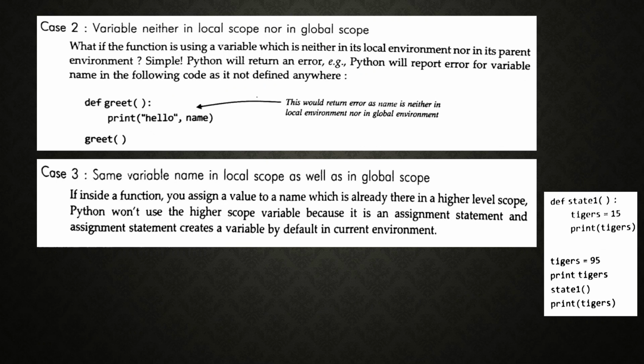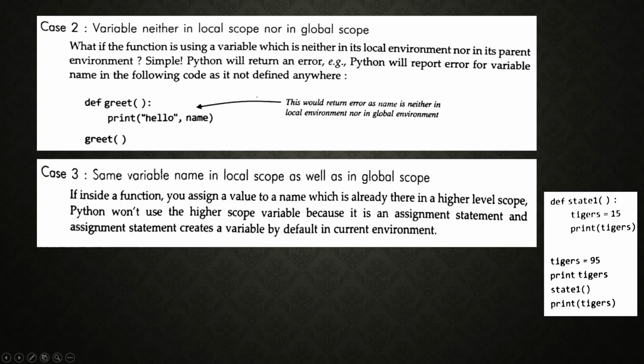So the first case is when it is in global, the second is a variable neither in local nor in global, and the third case is a variable name in local as well as in global. If inside a function you assign a value to a name which is already in a higher level scope, Python won't use the higher scope variable, because it is an assignment statement, and an assignment statement creates a variable by default in the current environment.